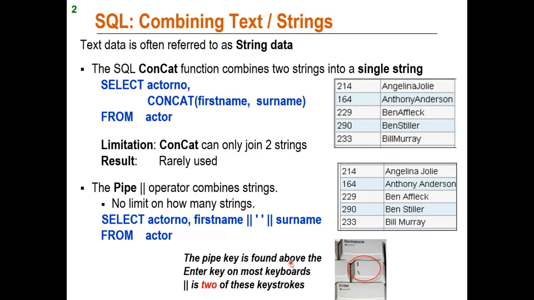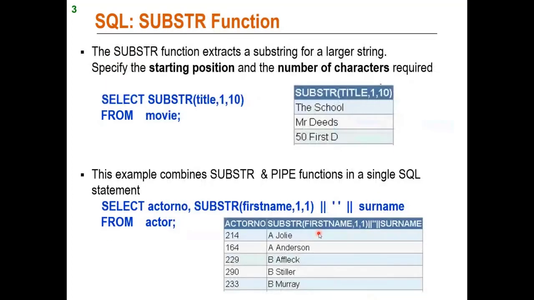So that is about the pipe symbol. And then the next one is called the substring function, right? Sometimes we need to extract a portion of the string in certain columns. For example, in this case, I have a column called the title column. I need to extract 10 characters from the title column. How am I going to do that? I can use a substring function. Okay, so this is how I use it.